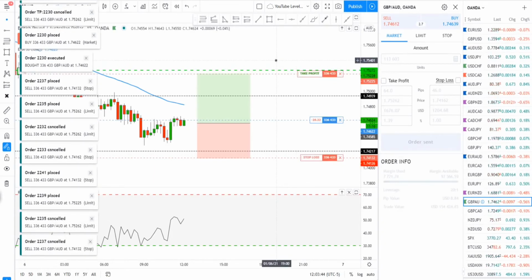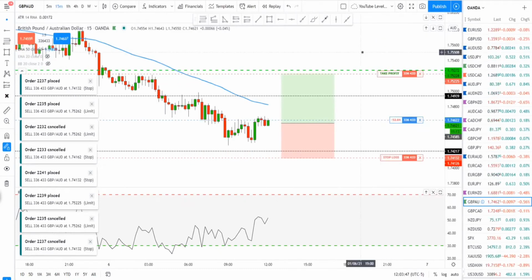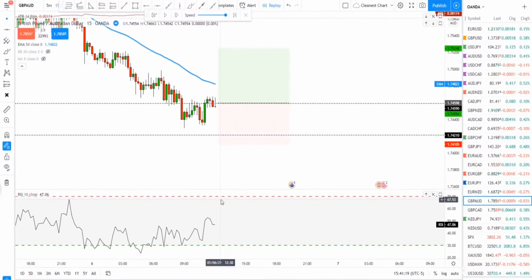So I'll keep you guys updated as this trade plays out. Just wanted to give you that analysis really quickly. So you just saw the analysis behind this trade. It's actually on the pound Aussie, not on the pound yen, as I said earlier.